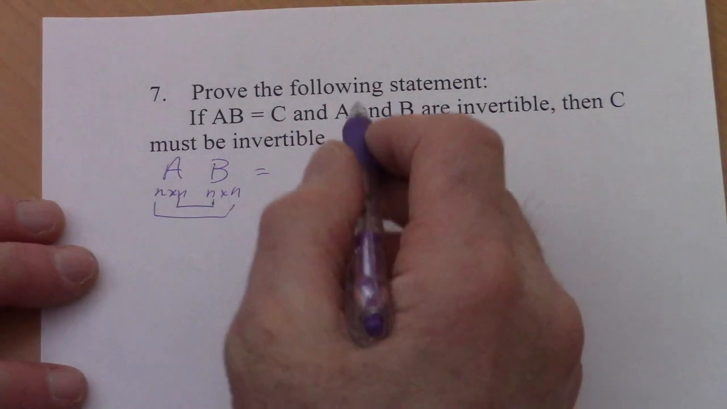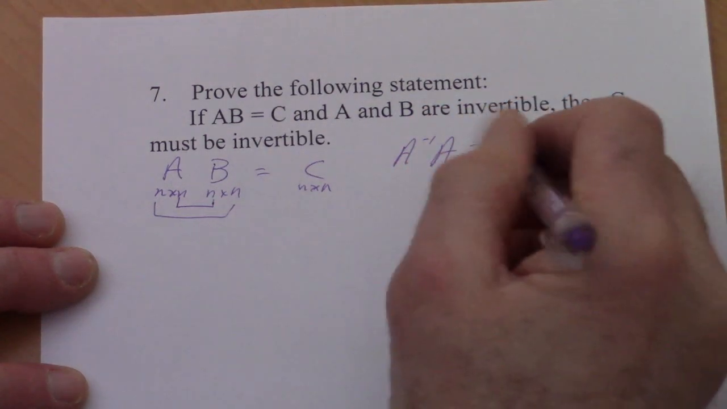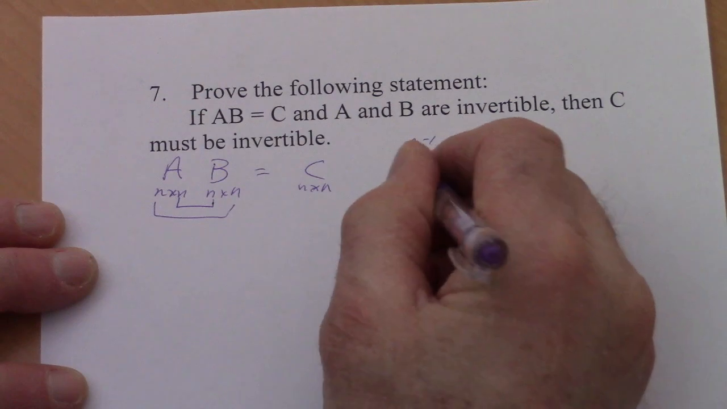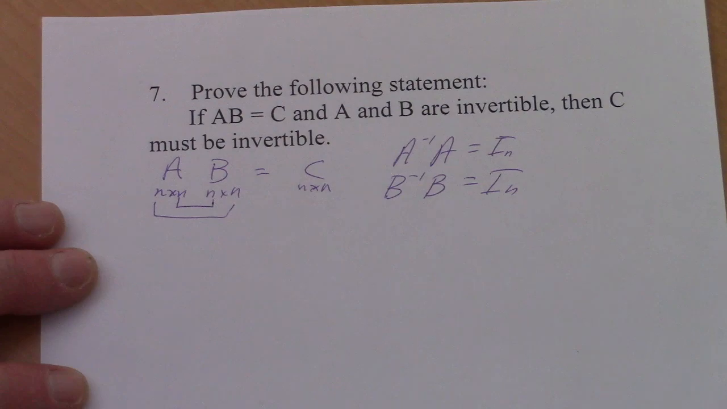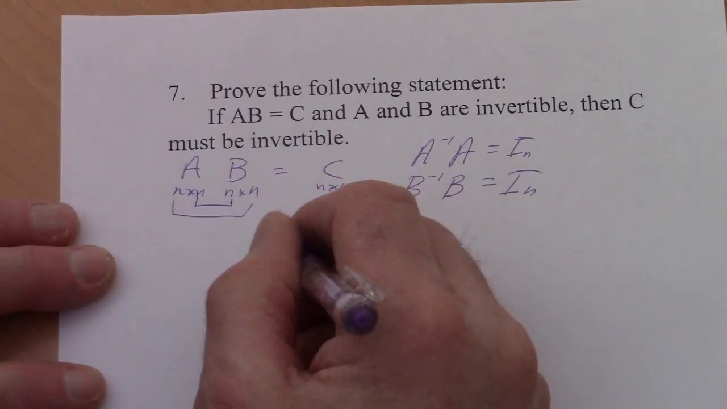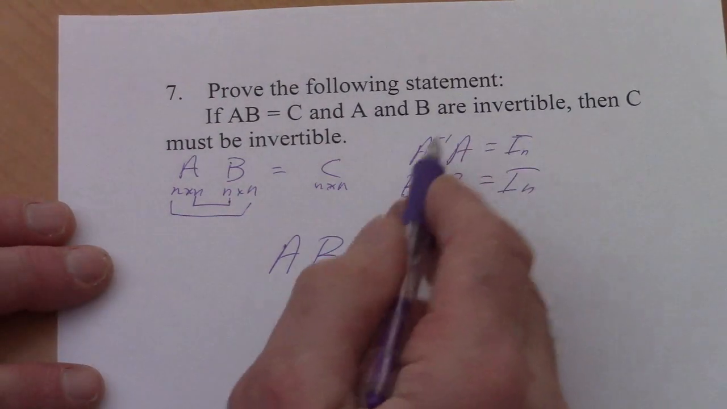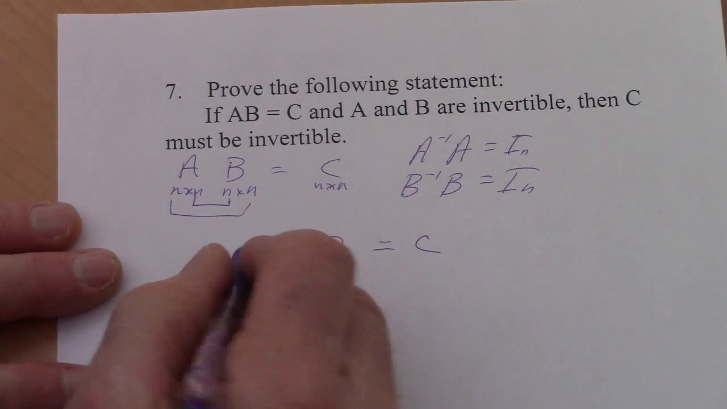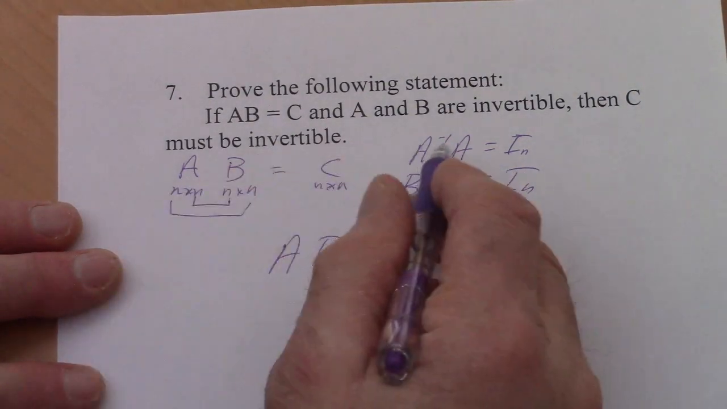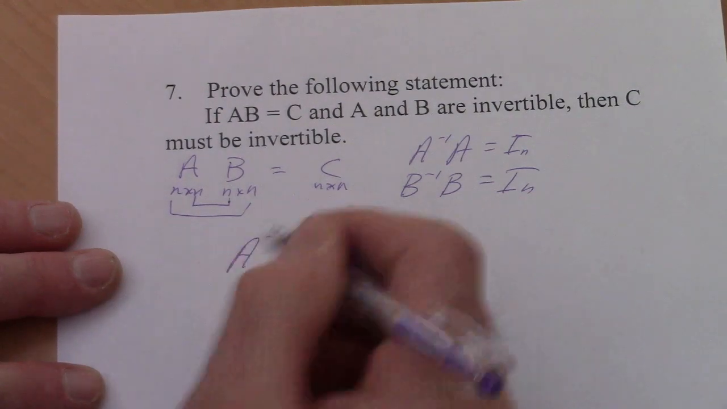But also, if A and B are invertible, that means A inverse A equals the identity matrix, and B inverse B equals the identity matrix. So we'll be using those facts. And so let's take that equation, AB equals C, and ask how we are going to use this idea that there's an inverse that exists. So if we multiply by A inverse on the left, now by the way, with invertible matrices you can multiply on either side. But we'll multiply on the left here, A inverse.